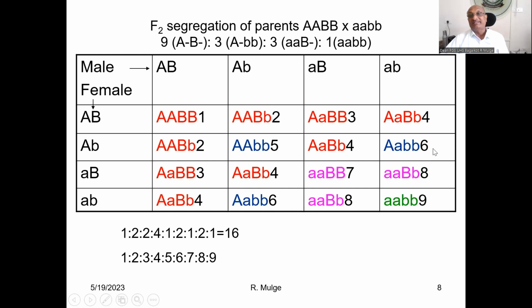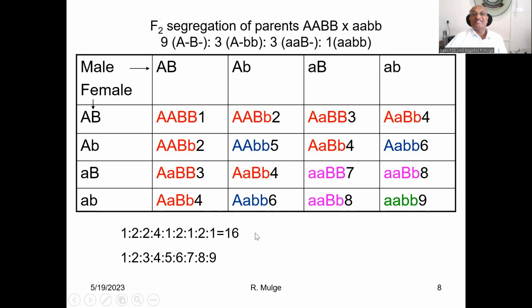The seventh one: first gene homozygous recessive, second gene homozygous dominant. You have only one here, so the ratio is 1. The eighth type of genotype is homozygous recessive for the first and heterozygous for the second; there are 2 plants. And homozygous recessive for both the genes is 1. So now you get all the 9 different genotypes. What is the ratio?